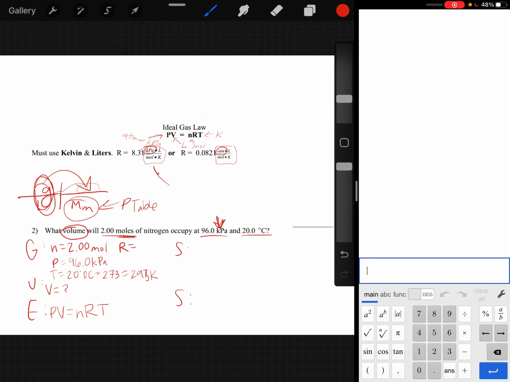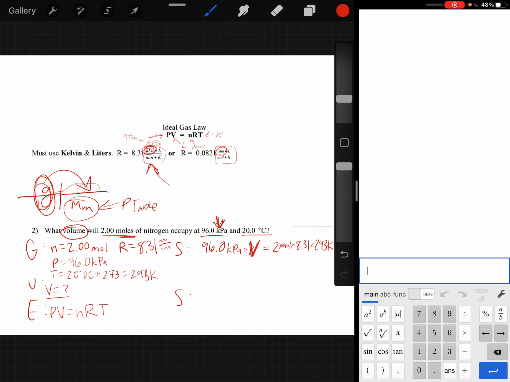Because we have kPa for our unit of pressure, we need to use that R value because it has kPa in its unit. So I'm going to go ahead and say 8.31. And you're supposed to write out all those little units, but I'm lazy to do that, and I'm sorry. Now you're going to plug and chug, or substitute. So we're going to say, okay, 96.0 kPa times V, right, because we're missing volume, equals 2 moles times my R value times my Kelvin, my temperature.